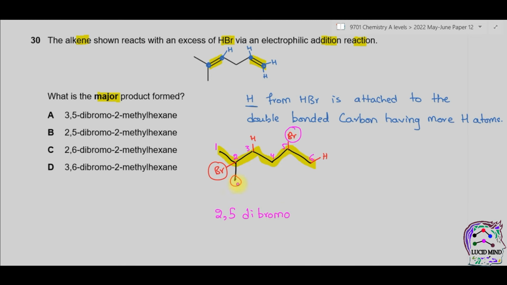We also have a methyl group on second carbon. So it is 2-methyl. And in long chain we have 6 carbons. So it is hexane. So correct answer should be B.